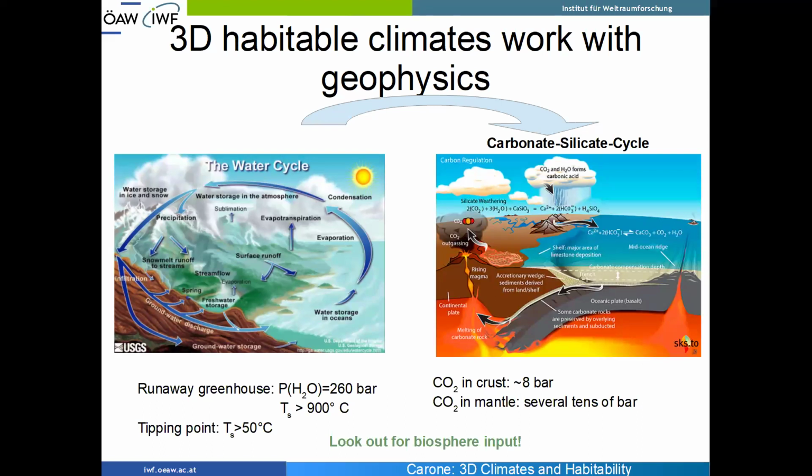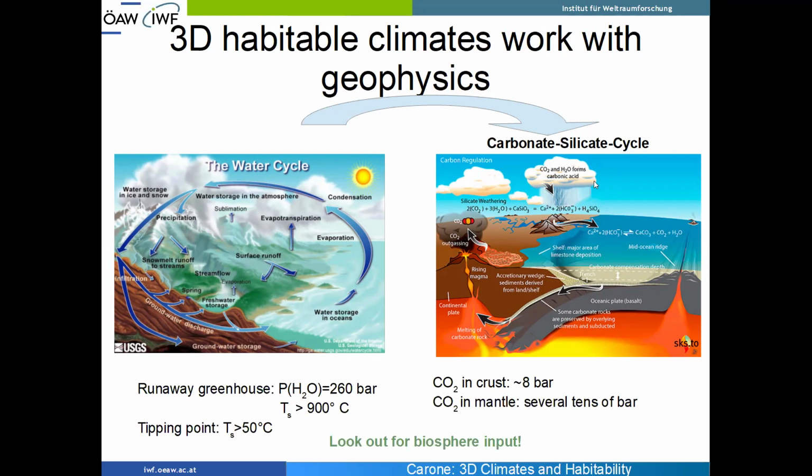Because what happens is that you evaporate so much water that the water vapor, a very powerful greenhouse gas, warms up the atmosphere, which means that you evaporate even more water, which warms up the atmosphere even more, and you get into this runaway greenhouse limit and eventually evaporate all the water into the atmosphere. And the next thing that goes is the carbonate silicate cycle. So the water cycle is actually embedded in this carbonate silicate cycle.